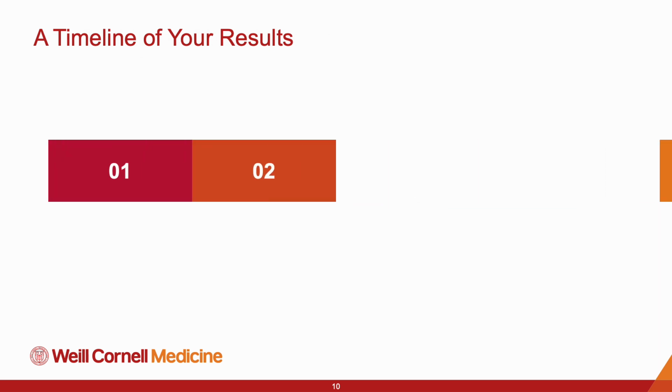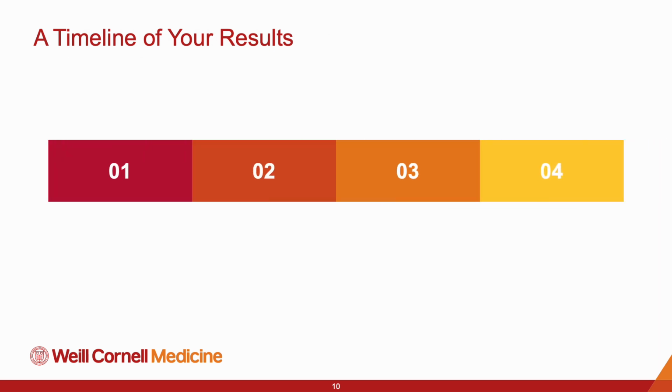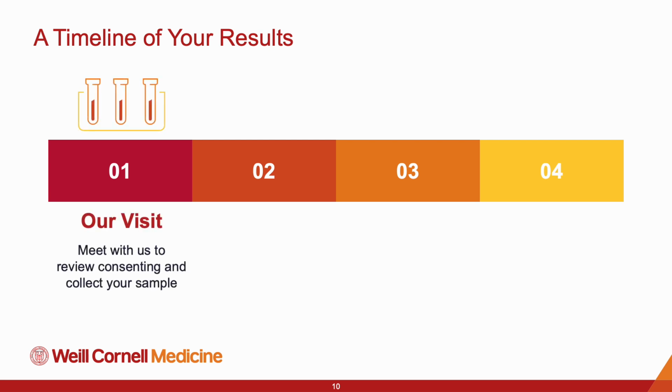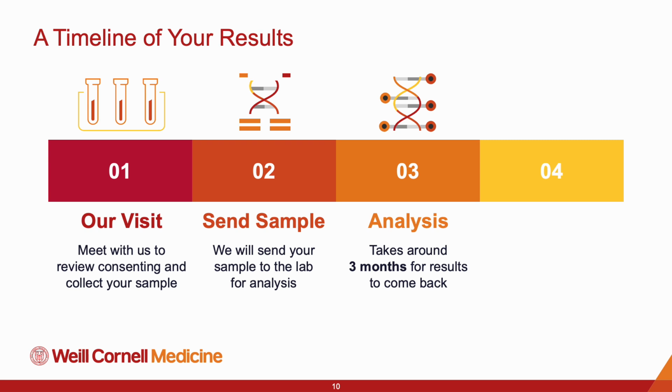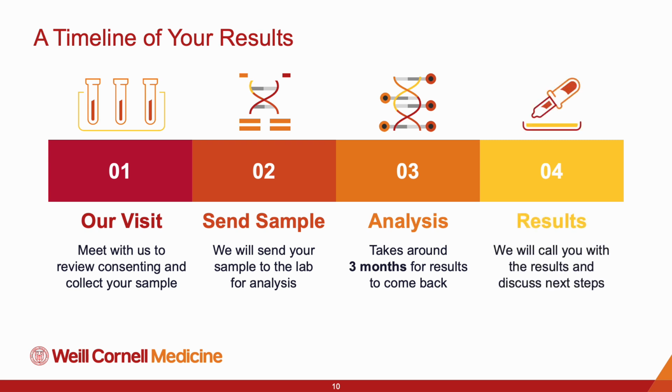This is a timeline of what you can expect after you arrive for your visit with us. First, you will meet with us to review the consent process for whole genome sequencing. If you choose to continue with testing, we will collect the necessary samples. Next, we will send the samples to the lab for analysis. It will take around 3 months for these results to return.